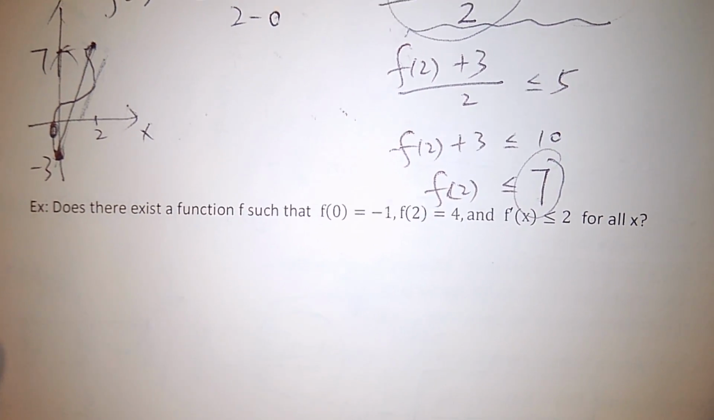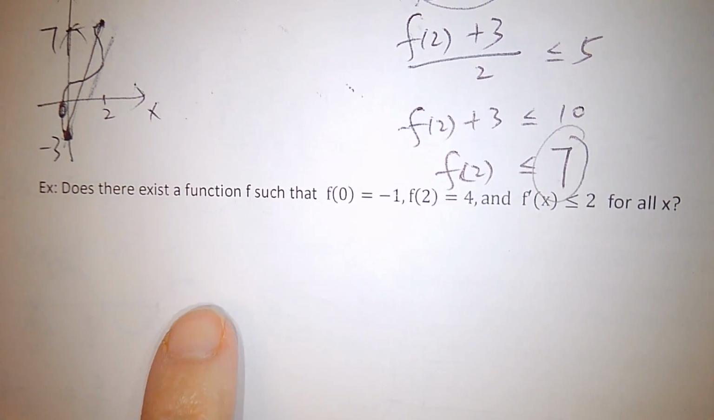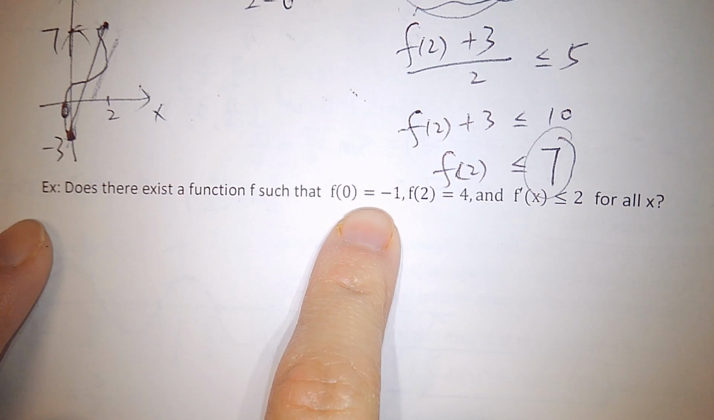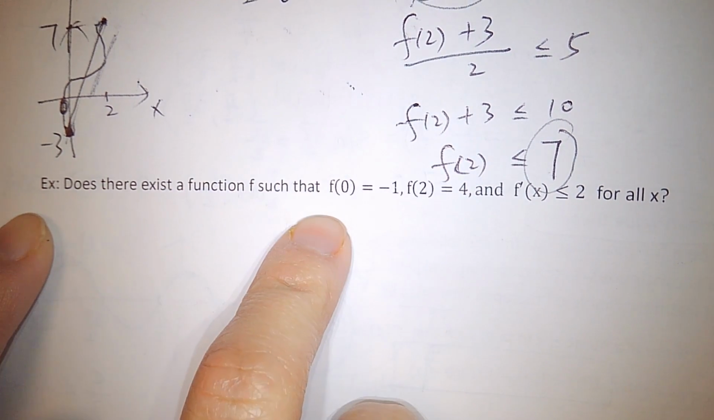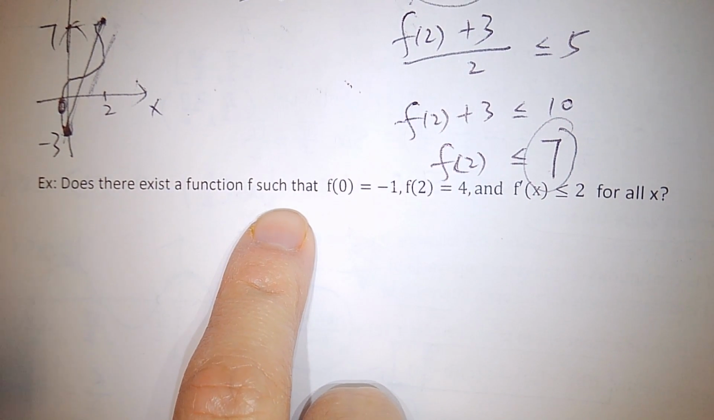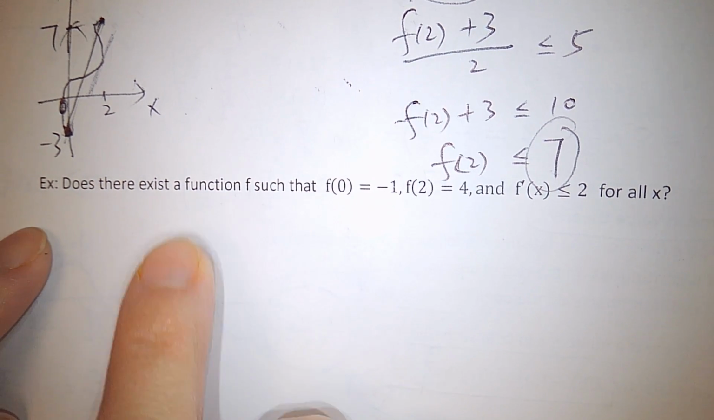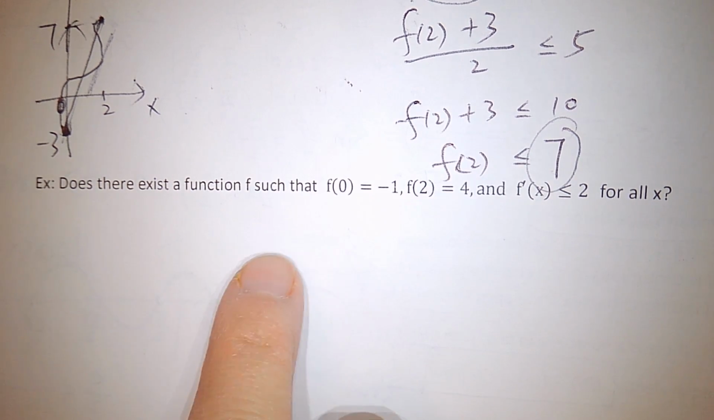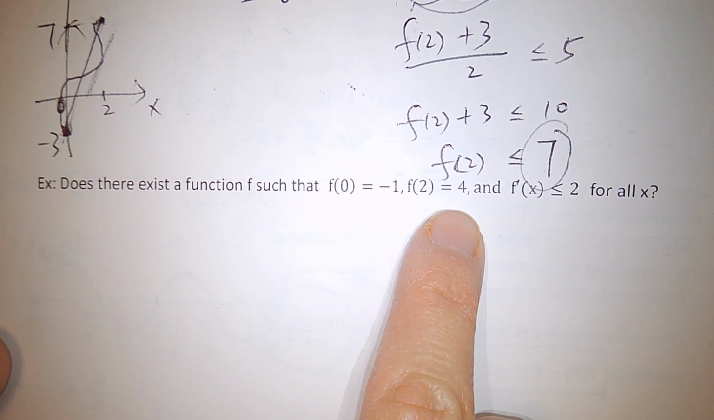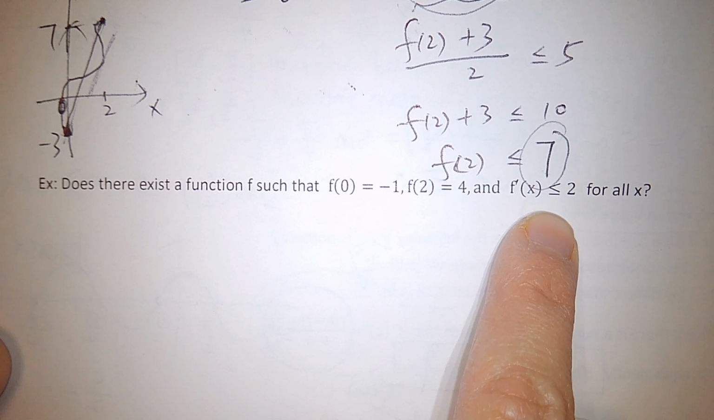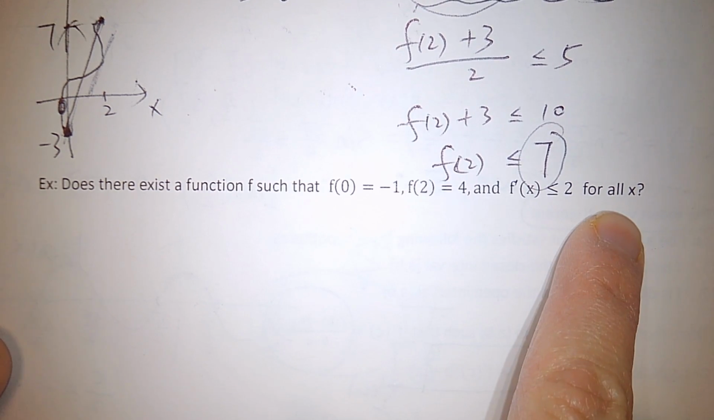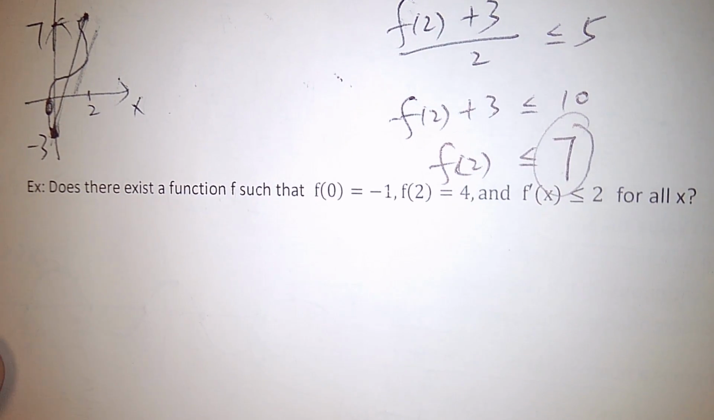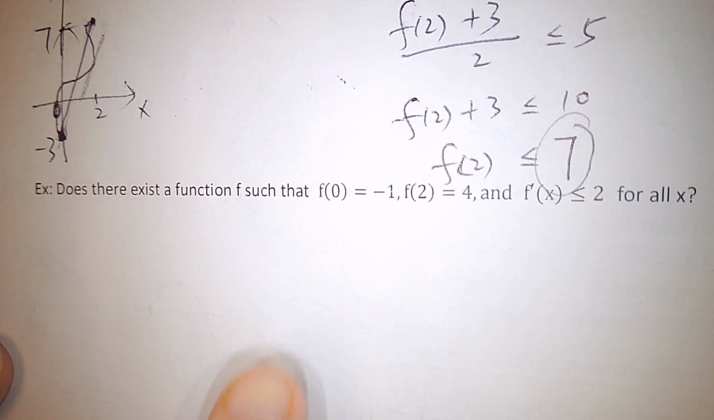Okay. The next example, I'm going to ask a volunteer to read it, and then I'm going to let you guys try it, and then we do it together, okay? Whose turn? Dave, can you please read the question? Does there exist a function f such that f of 0 is equal to negative 1, f of 2 is equal to 4, and f prime of x is less than or equal to 2 for all numbers x? Okay, very good, thanks. Try it, please.